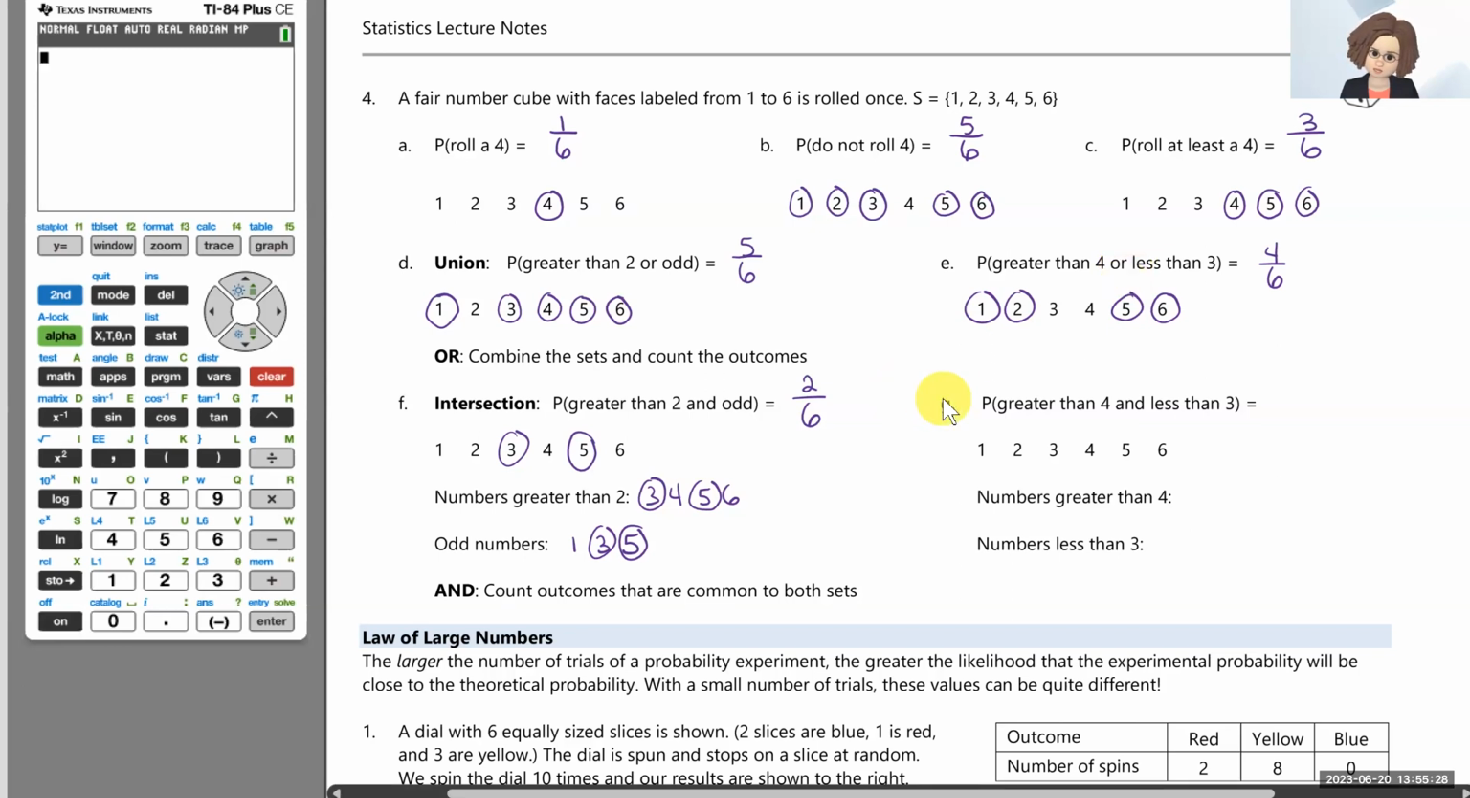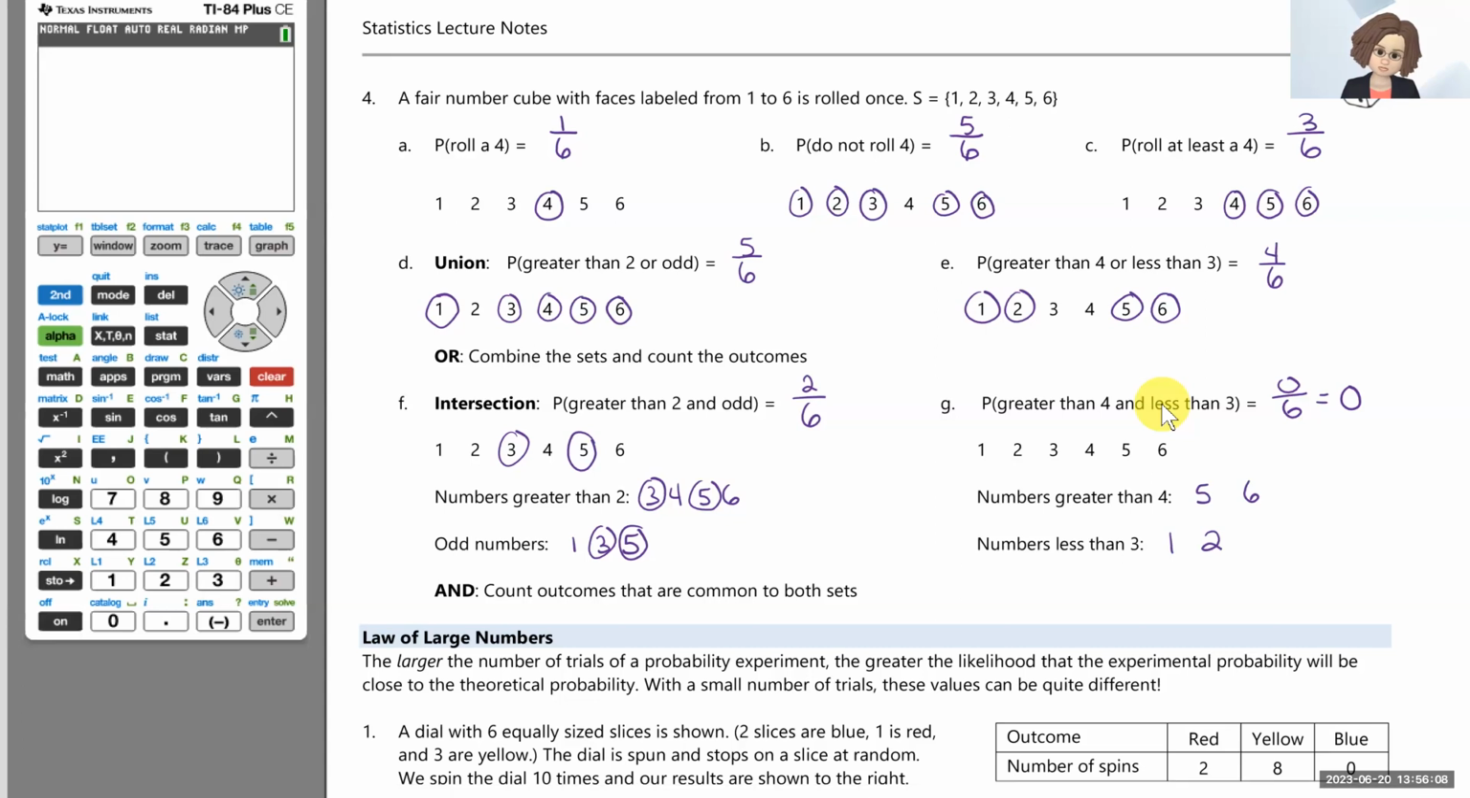And then below it, we'll do our and. So greater than 4 and less than 3. So numbers that meet both conditions. So here I am going to list the numbers greater than 4. So that was 5, 6. And the numbers less than 3 were 1 and 2. And the numbers common to both sets, well, in this case, there are no numbers in common, so the probability would be 0 out of 6 or 0. So there are no numbers that meet the condition of being greater than 4 and also being less than 3.